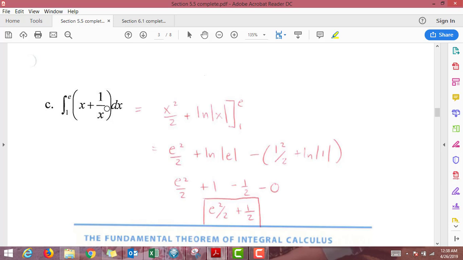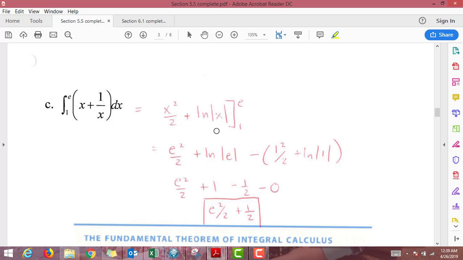But I do not suggest rewriting 1 over x where we had a negative 1 power, because then you might be tempted to try to do the reverse power rule. And it is its own rule, right? There is a function who has a derivative of 1 over x, and that is ln of x, where we use absolute value bars to be safe.